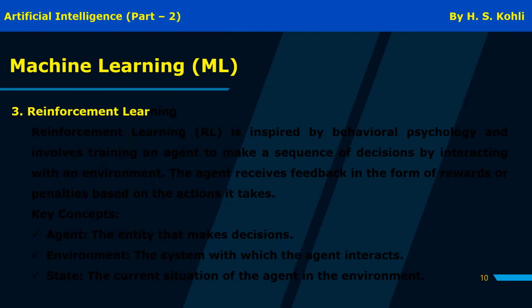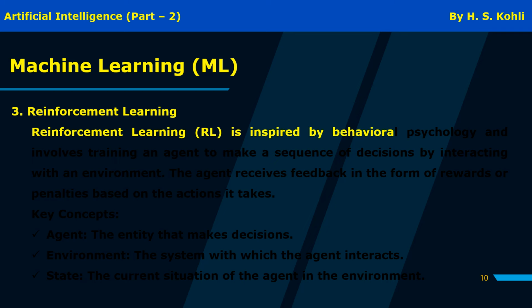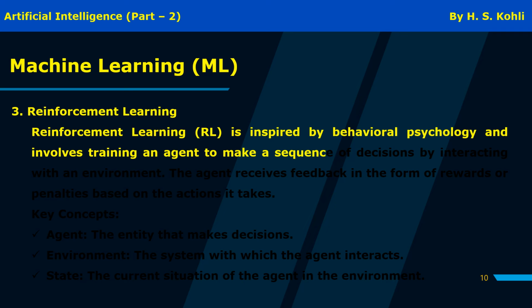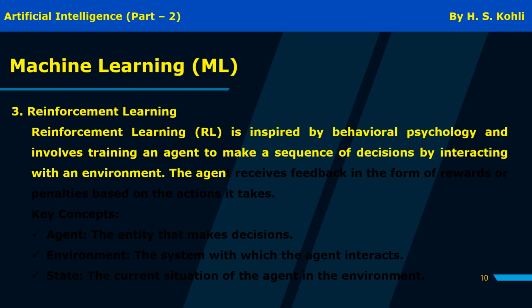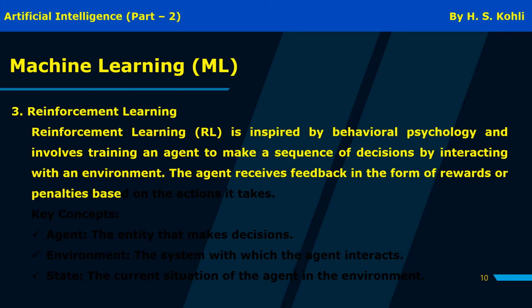3. Reinforcement learning. Reinforcement learning, RL, is inspired by behavioral psychology and involves training an agent to make a sequence of decisions by interacting with an environment. The agent receives feedback in the form of rewards or penalties based on the actions it takes.